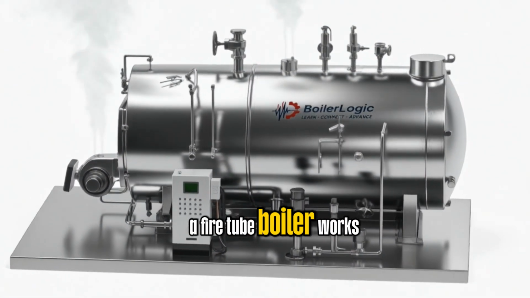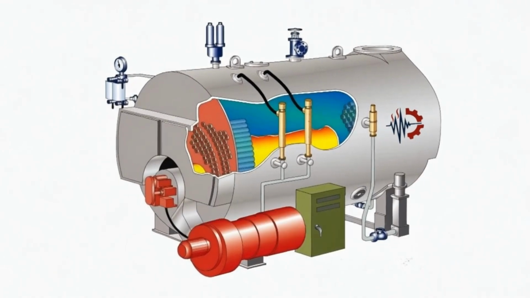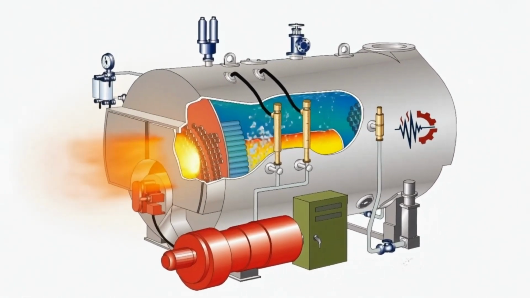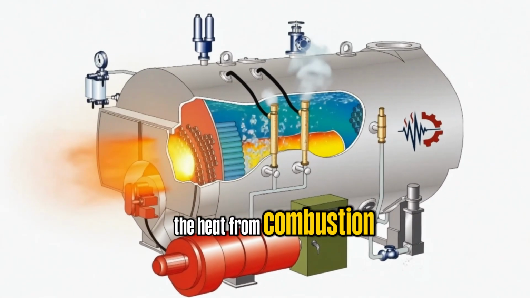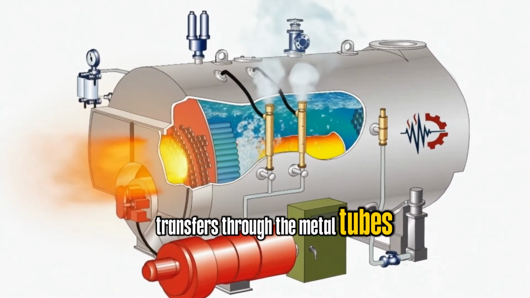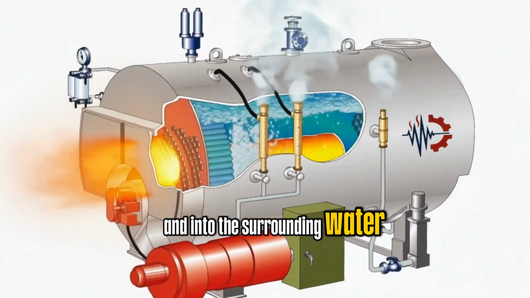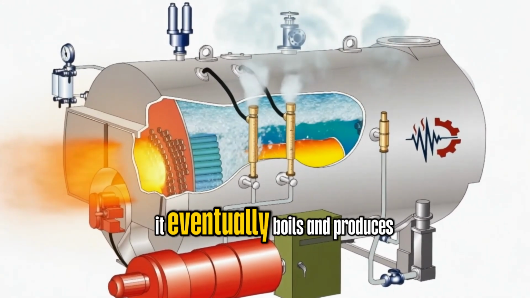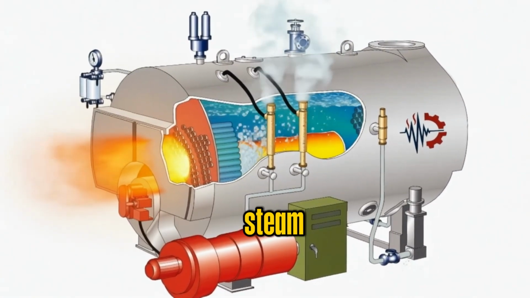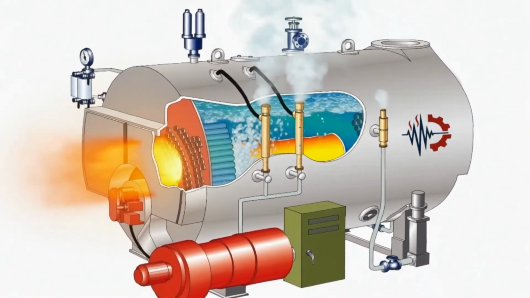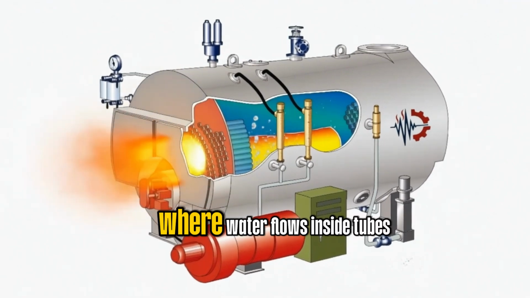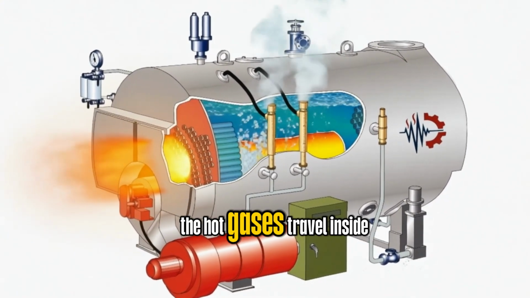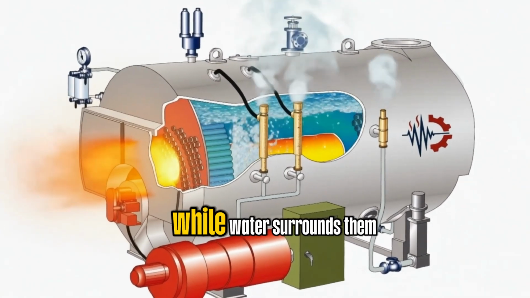A Firetube boiler works on a simple principle. Hot gases flow through tubes surrounded by water. The heat from combustion transfers through the metal tubes and into the surrounding water. As the water absorbs this heat, it eventually boils and produces steam. Unlike watertube boilers, where water flows inside tubes, in a Firetube boiler, the hot gases travel inside the tubes while water surrounds them.